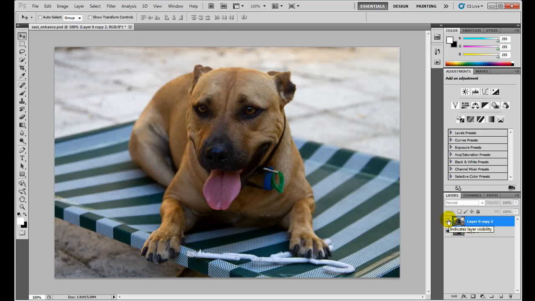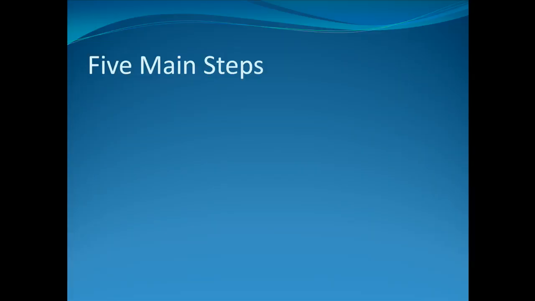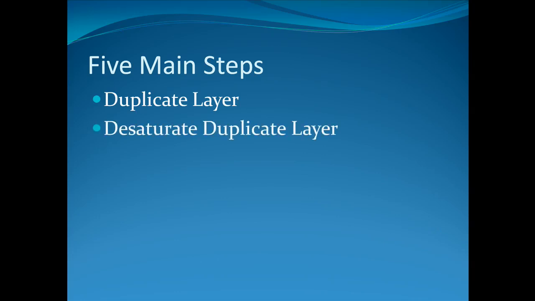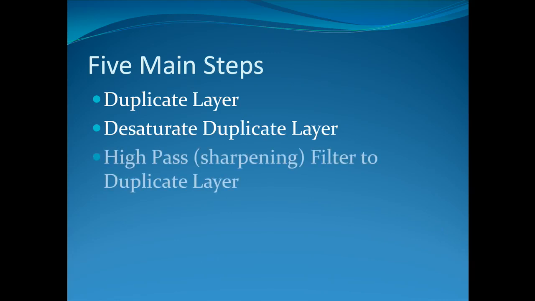So let's see what's involved in putting this sort of image together. There are 5 main steps to adding some punch or pop to your photo. The first one is to create a duplicate layer. Secondly, we desaturate that duplicate layer. That is, we make the colour image a grayscale image. On that duplicate layer, we apply some high pass sharpening.